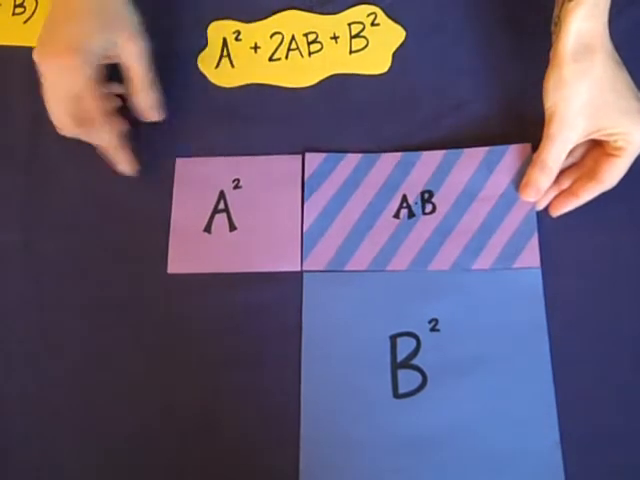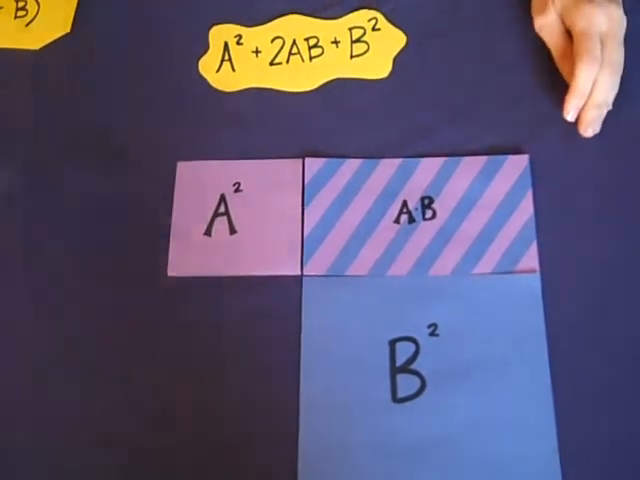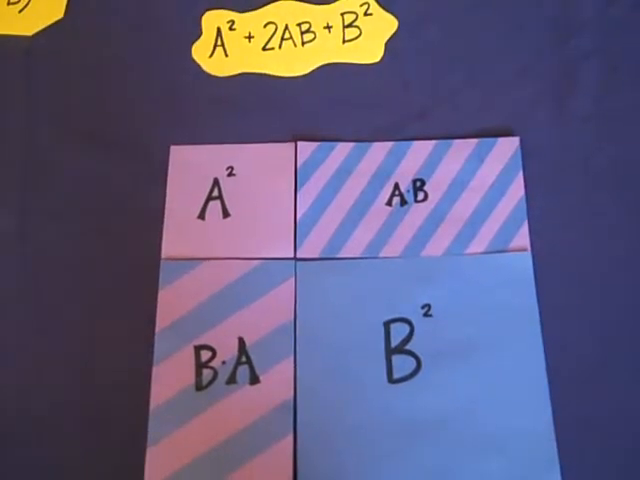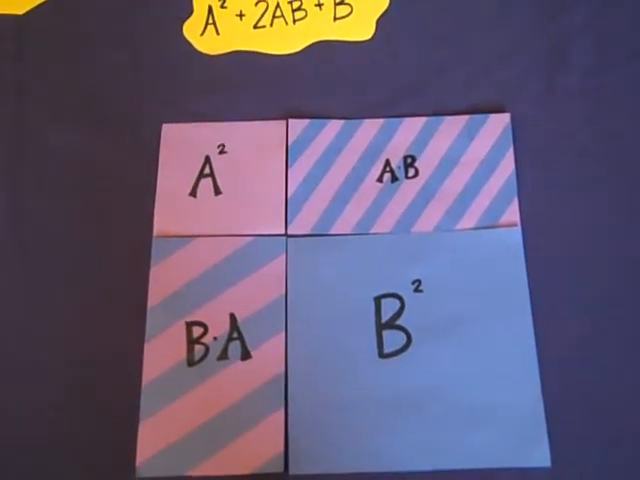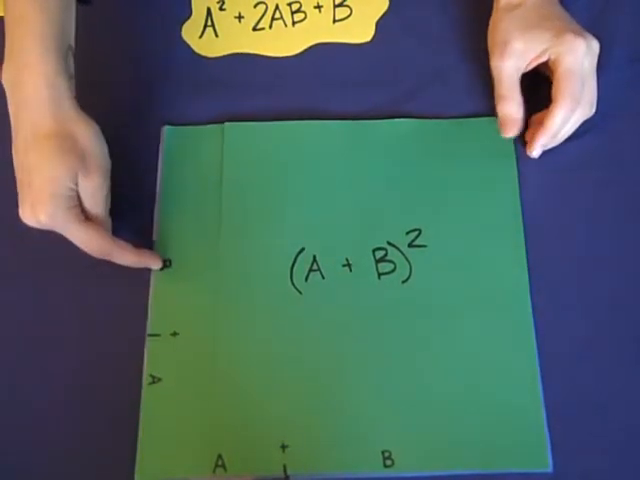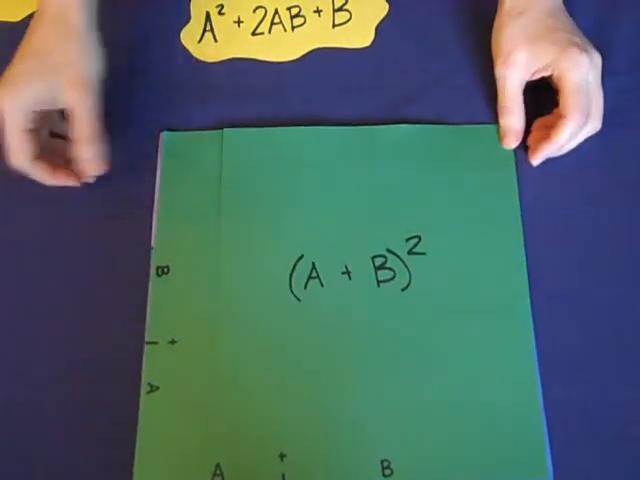a times b and b times a. So that's the two missing parts of our equation, and that equals the same square as the (a + b) squared.